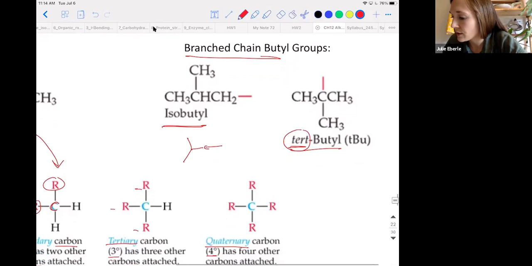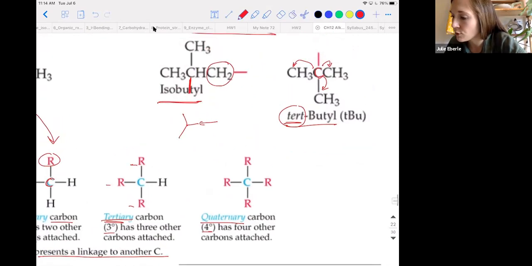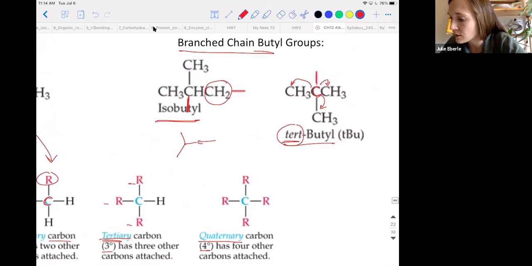But tert butyl here, we have like an isobutyl group, but instead of bonding it through a terminal carbon, we're actually bonding it through that central carbon there. So that's where we get tert butyl, because this carbon in the middle is bonded to 1, 2, 3 carbons. Okay, so it's a tertiary carbon. So that's what we call it, tert butyl. This is now a substituent group that's bonded to another molecule through a tertiary carbon.